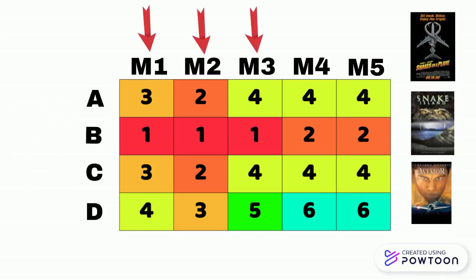Finally, when we average the second and third columns, we get the first one. This means that movie 1 shares concepts with both movies 2 and 3.